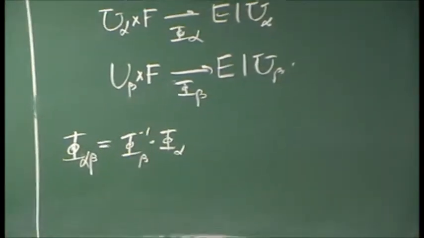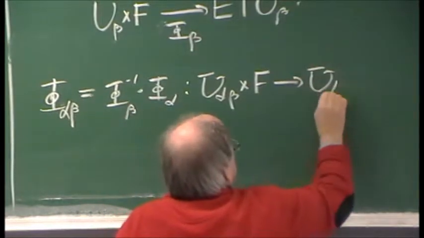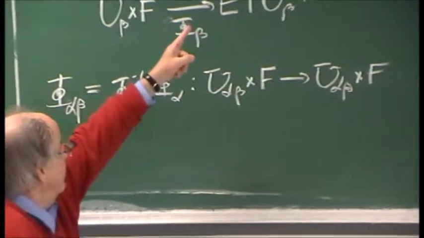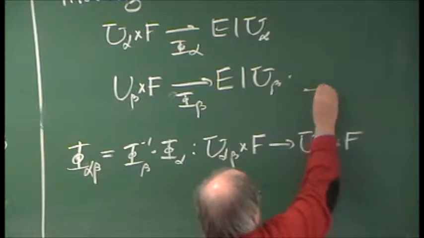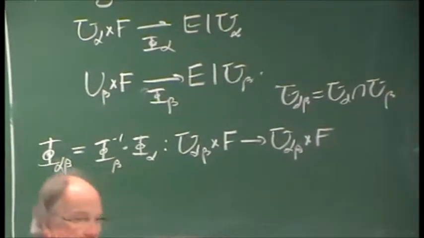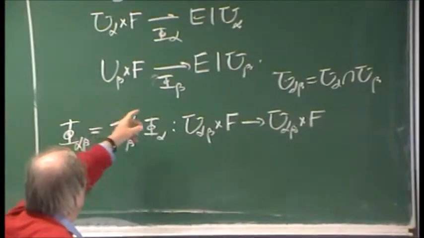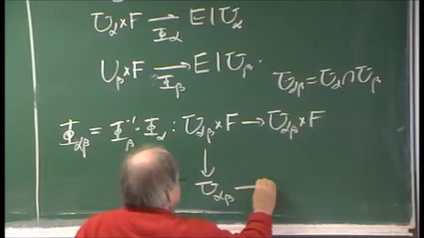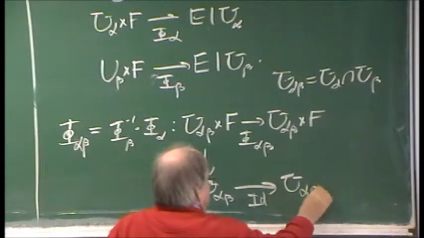This is a mapping from U alpha beta cross F to U alpha beta cross F. Because we went into this trivialization, came back with the other trivialization, we get a mapping over the intersection. My notation is always U alpha beta is U alpha intersect U beta. They go in, that's a bundle mapping, preserves all the structure, but you come back with another trivialization, so things are going to be different. This is a fiber bundle mapping.